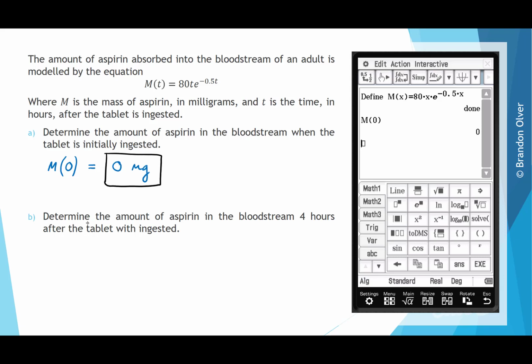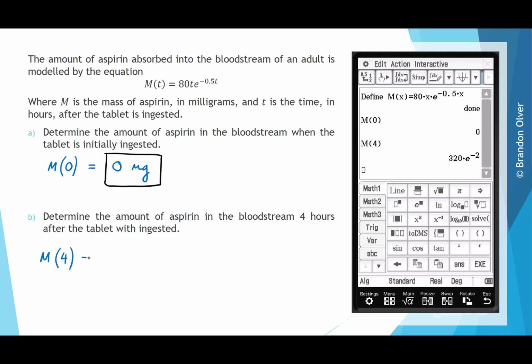For part B, we're asked to determine the amount of aspirin in the bloodstream 4 hours after the tablet is ingested. So that means we want to find the value of m when t is equal to 4. Next, we can drag down m of x once again and replace x with 4 this time. And hitting execute, that gives us the amount of aspirin in the bloodstream 4 hours after it's ingested.